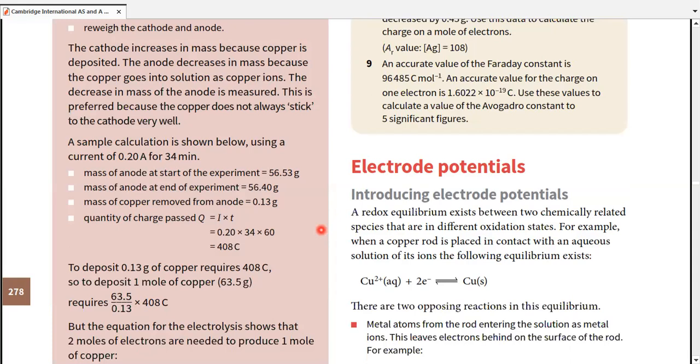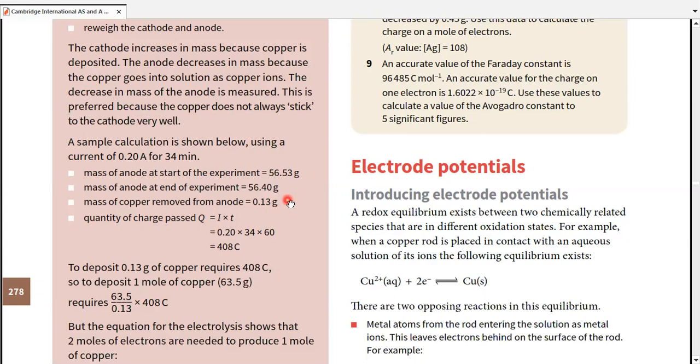Yes, sir. All right. So for the calculation, 0.2 amperes for 34 minutes. The mass of the anode at the start of the experiment is 56.53, and at the end of the experiment 56.40. Some of the mass is lost in terms of the atoms that were converted into ions and were lost as a part of the electrolyte. Mass of copper removed from anode is very simple, 0.13 gram.